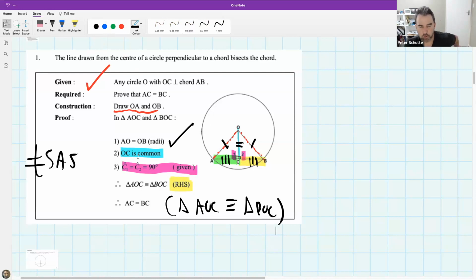Now, I'm going to give you a past exam question to do yourself, but give me a thumbs up if you followed the basic logic here, the basic logic of the proof.